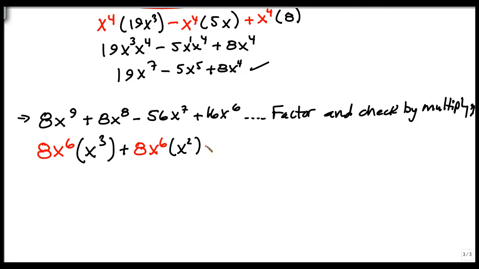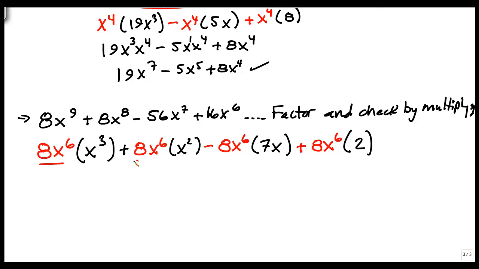Okay, moving right along, let's go ahead and pull out another 8x to the 6th. Here's my negative. 56 divided by 8 is 7. X to the 6th times what will give me x to the 7th, and that's x to the 1st, or just x. Now my last one, 8x to the 6th, in order to get from 8x to the 6th to 16x to the 6th, I just multiply by 2. 8 times 2 is 16, and the x to the 6th is already there.